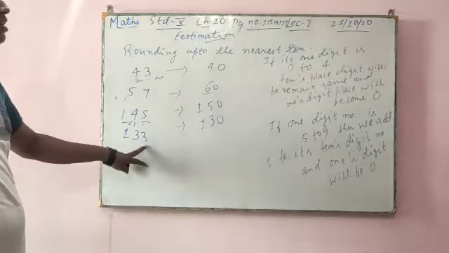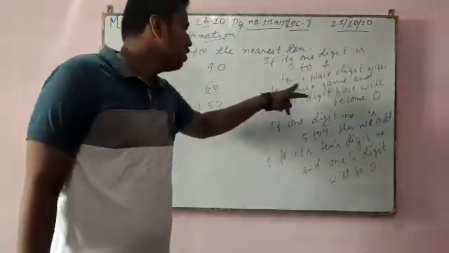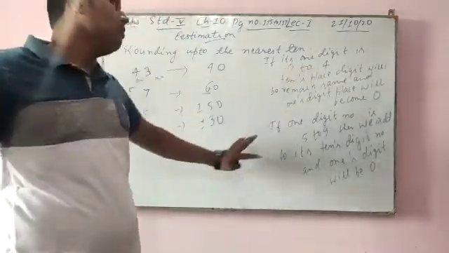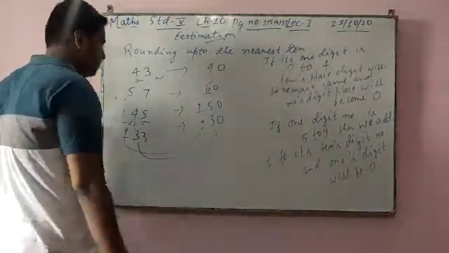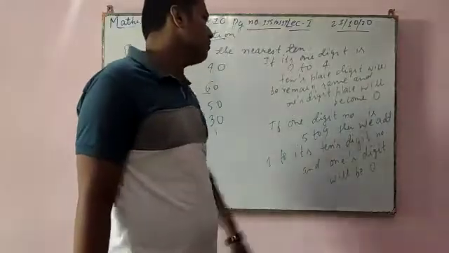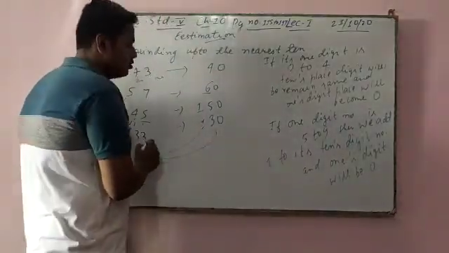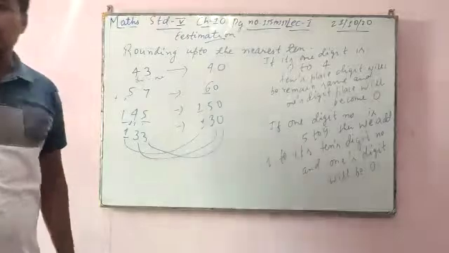Now come to question number 3, 153. So see, the one's digit is 0 to 4, so the tens place digit will remain the same. This 1 will remain the same, this 5 will also remain the same. Now its one's place digit will become 0.